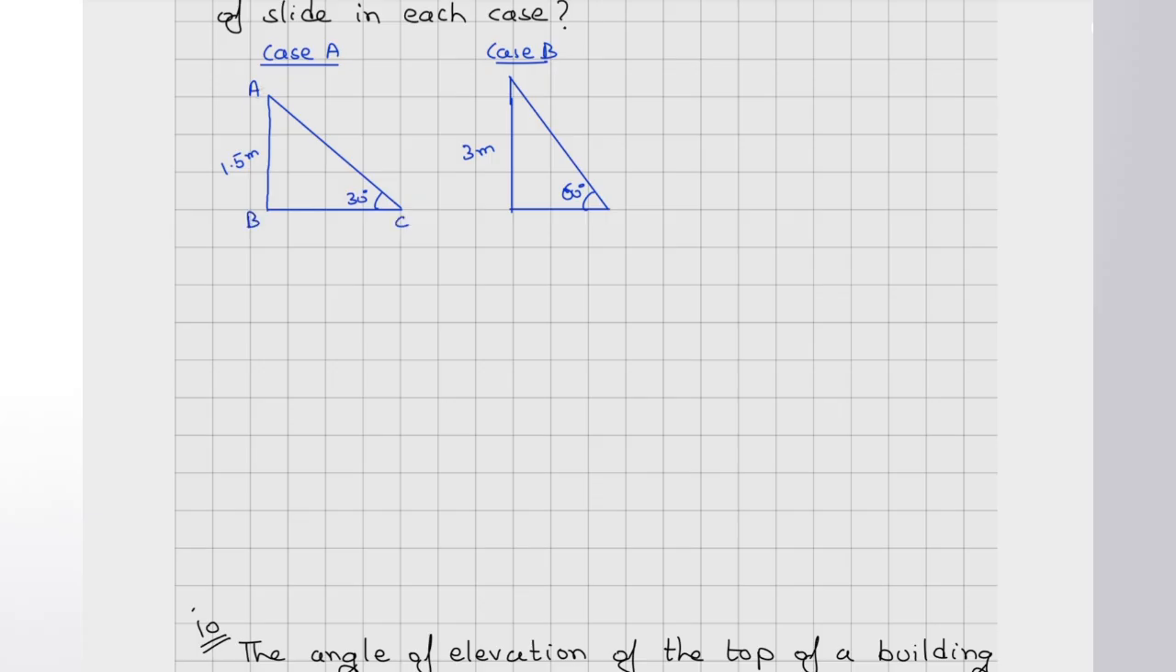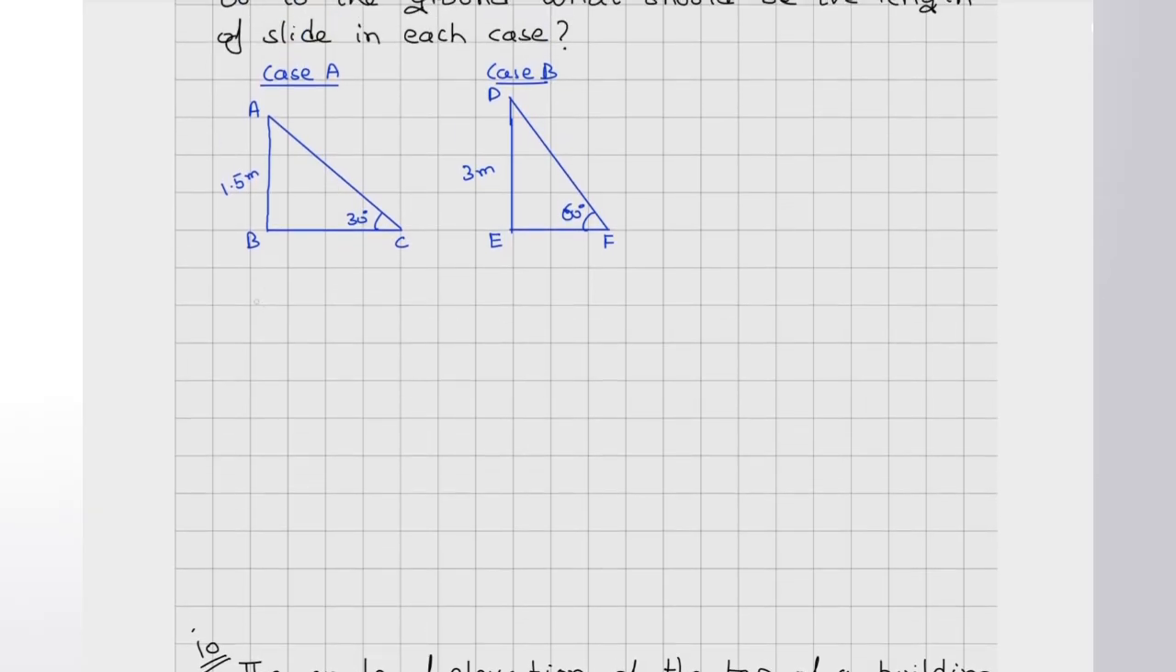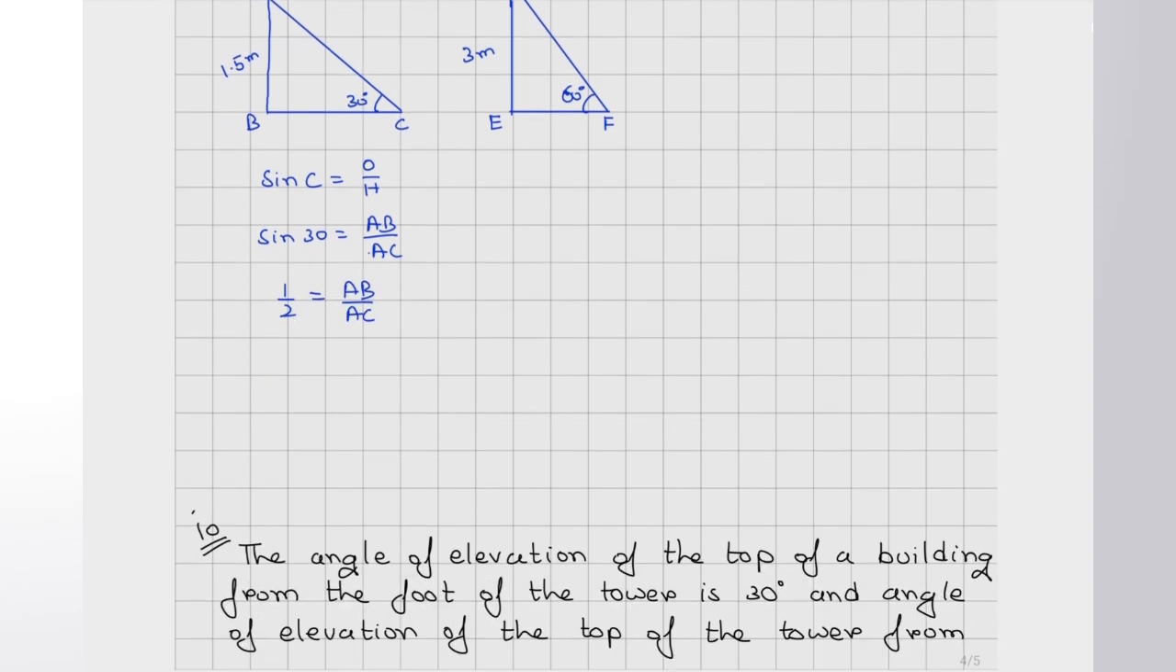ABC, DEF, name of the triangles. In case A, sine C is equal to O by H. Sine 30 is equal to AB by H, that is AC. Value of sine 30 is 1 by 2, equal to AB by AC. Cross multiplying, AC is equal to 2AB.